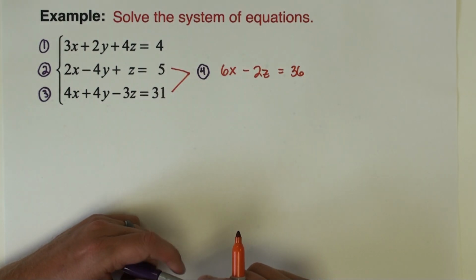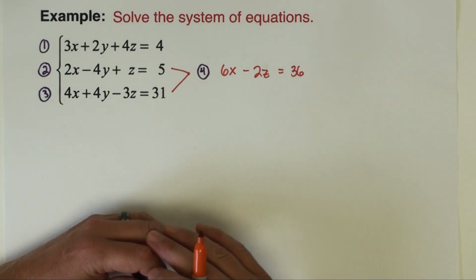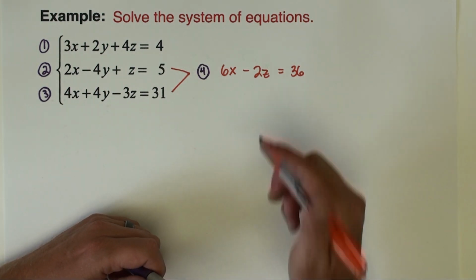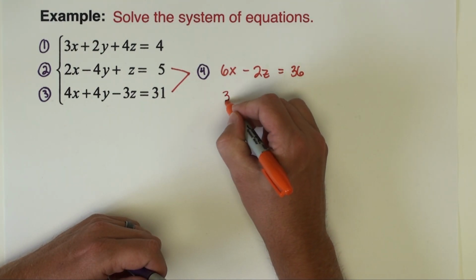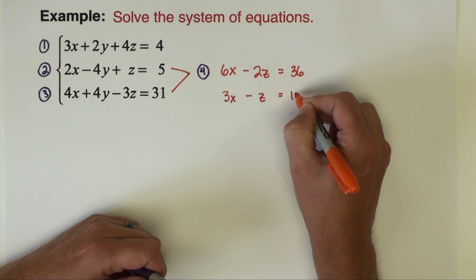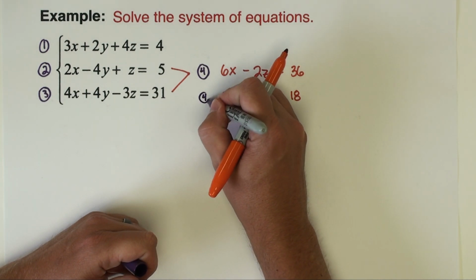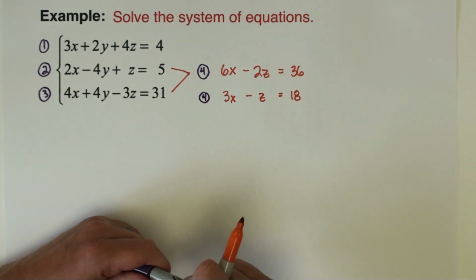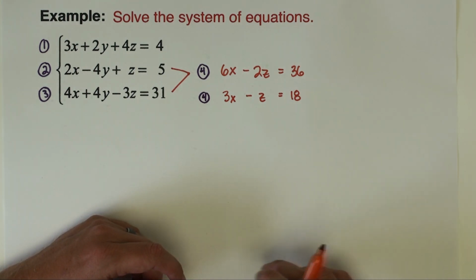36. And actually, if you want, maybe we don't know until we find the other equation, but just because all these are even numbers, you might consider making this 3x minus z equals 18. Maybe we want that to be equation number 4 instead, just because the numbers are smaller. Let's save them both for now, and then we'll decide which one we want to play with moving forward.